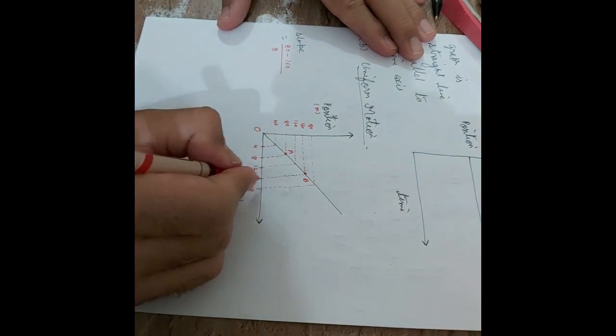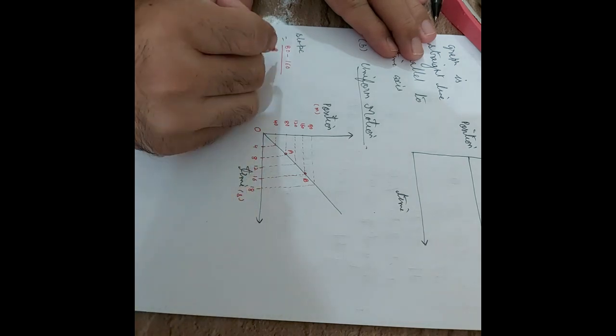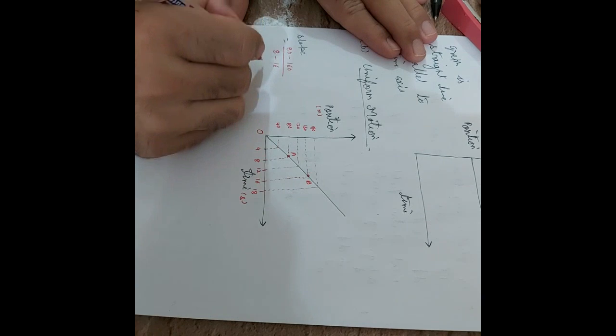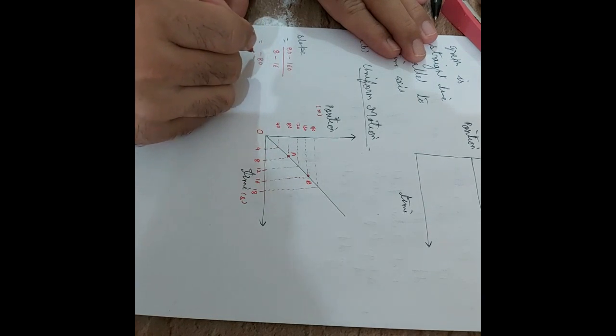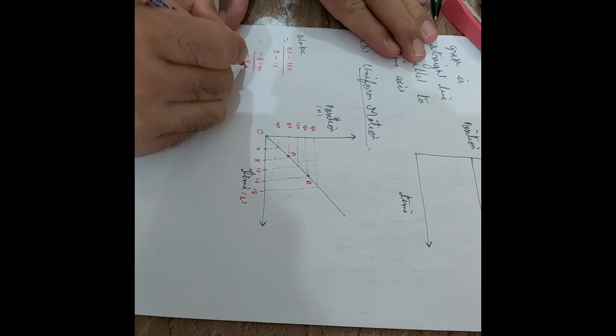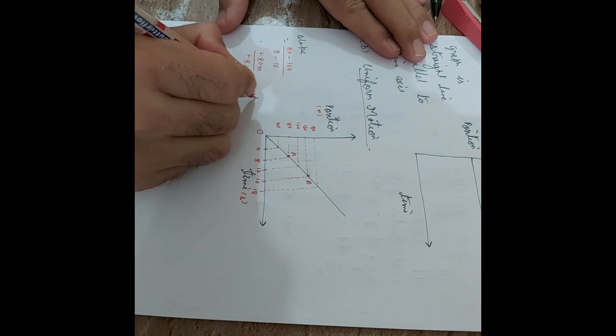160 meter. And what is x coordinate for point B? It is 16. So how much this will be? 160 minus 80 meter over 16 minus 8 second. So it will be 80 over 8. It is 10 meter per second.